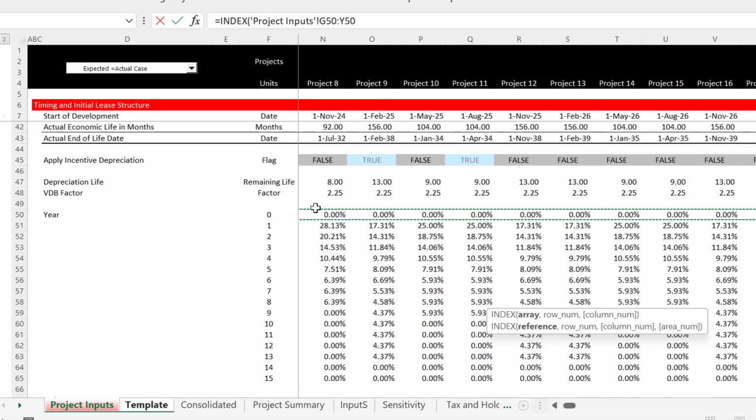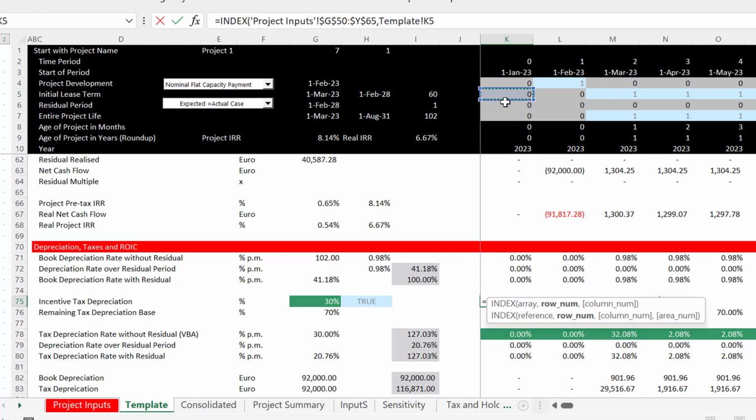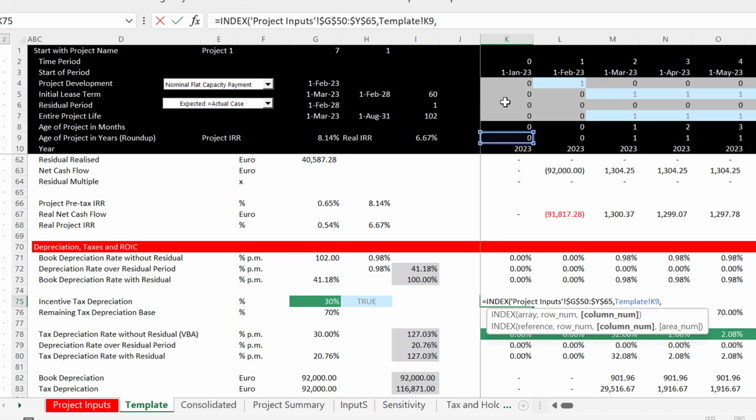I used to be so against naming ranges except for macros, but whatever, you could name it. And then you go back to the template, and the first thing you do is you go upstairs and get the age of the project in years. That's the row number, and row always comes first. And the column number is not this. I made a mistake. The column number is this thing. Don't forget to press the F4 button.